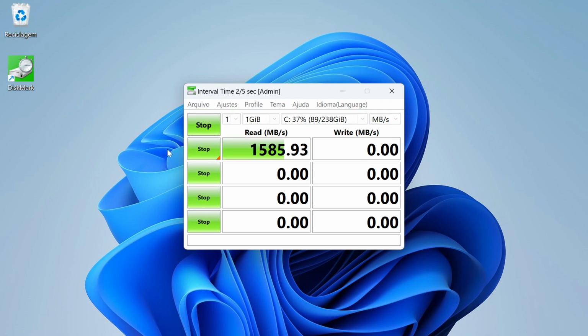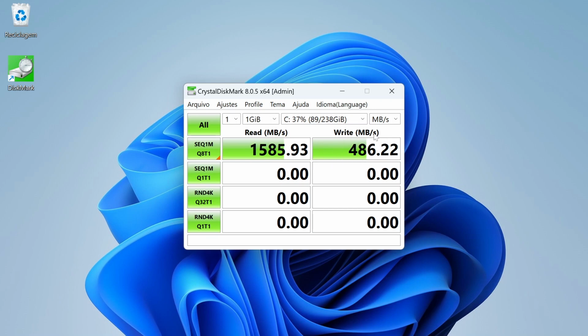You can see that the sequential read speed of this SSD was 1585 MB per second, almost the 1700 MB per second that the manufacturer says this SSD can reach. But that is only 60% of the maximum possible speed of this PCI Express 3 interface, but 1600 MB per second of read speed is good for any task you need to do on the computer.